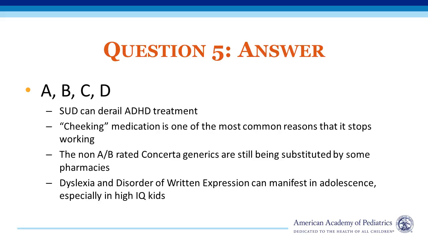And then finally, bright kids can cover up their dyslexia and disorder of written expression, which is the number 1 learning disability associated with ADHD. Almost 60% of ADHD kids have some component of disorder of written expression, which can definitely manifest in adolescence, especially, like I said, in the smarter kids.